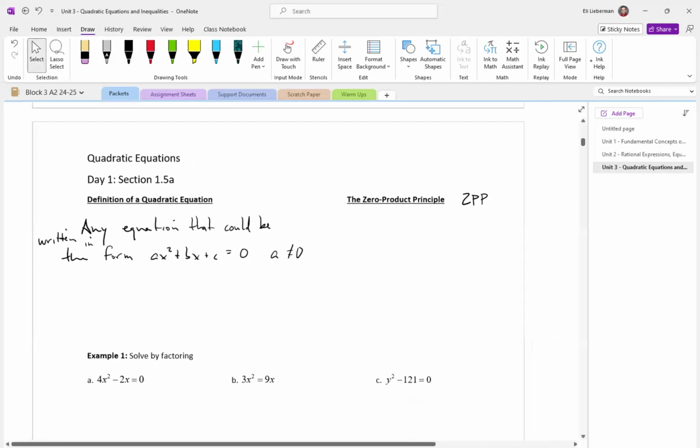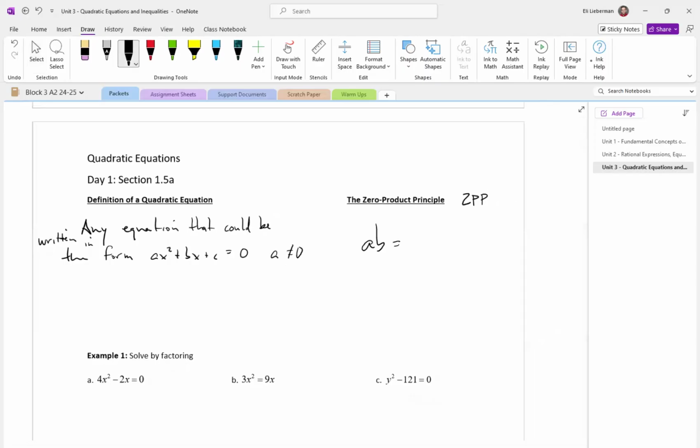Zero product principle or zero product property, as I normally refer to it, just says if you're multiplying two numbers together and it equals 0, we know something very specific about one of these numbers. One of them must be 0, right? So I'll write it as an if-then statement. If a times b equals 0, then a equals 0 or b equals 0. Do they both have to equal 0? No, just one of them. Could they both equal 0? They could.